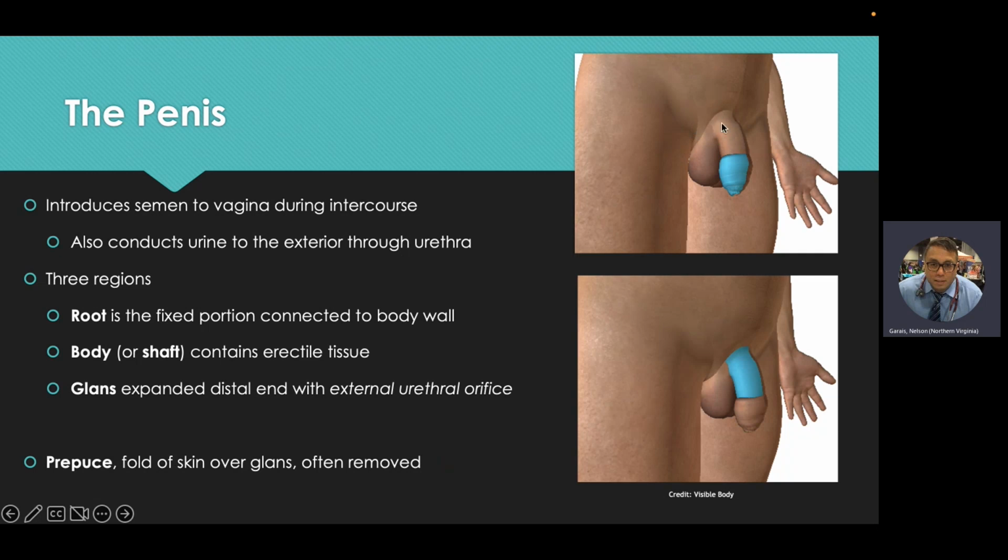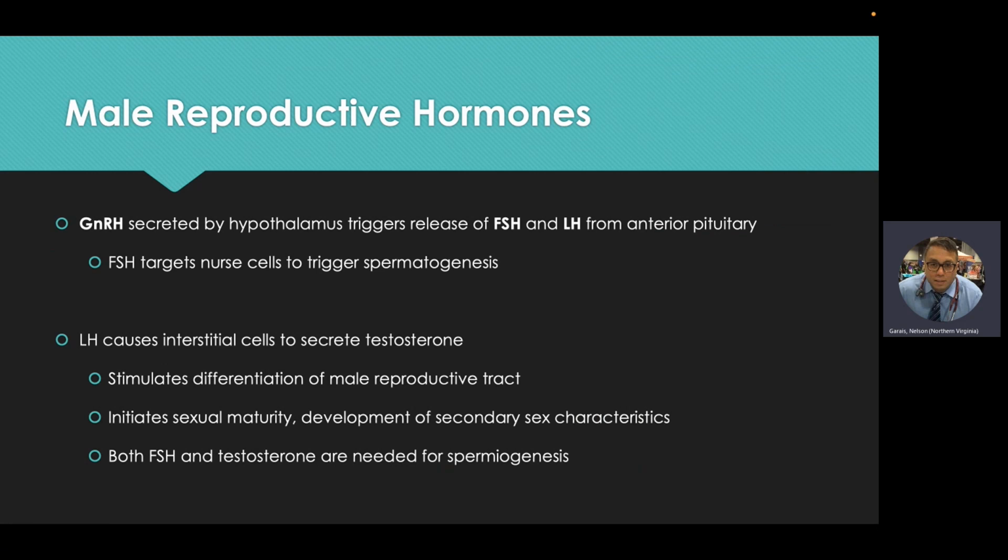It's not a bone or a cartilage. It is a whole bunch of arteries and veins that are inside the shaft of this penis here, and that's what makes it erect. You have the prepuce, this is of course an uncircumcised male, and that is a fold of skin over your glans penis, which when removed, that procedure is called a circumcision.